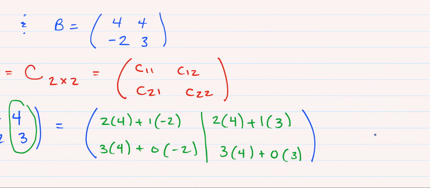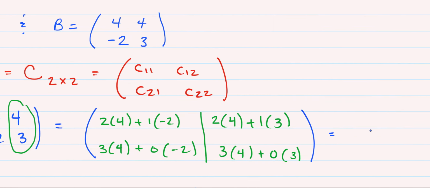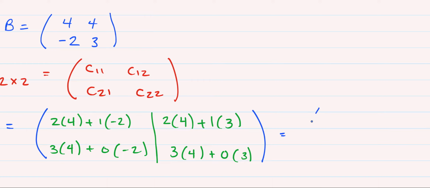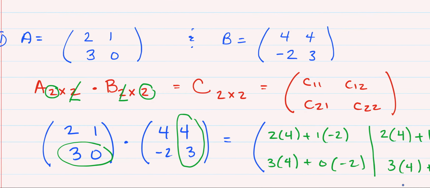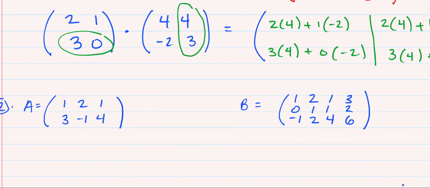Now let's simplify this. We're going to get 8 minus 2, so that's 6. 8 plus 3, that's 11. 12 and 12. And we're done. This is the matrix C that corresponds to A times B. Let's try another.